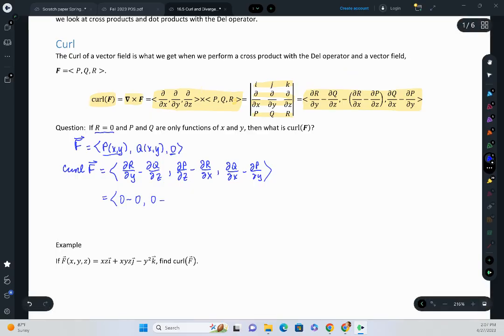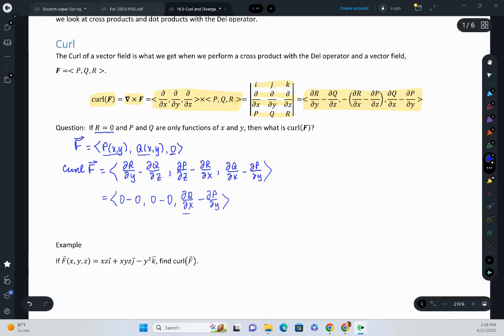Del r del x, r is 0, so all derivatives of it are 0. Okay, not getting much here. Del q del x, q is a function of x and y, so I'll just get del q del x. It'll be non-zero. And del p del y, well, p is a function of x and y, so del p del y will be some non-zero value. And this is the result of the curl of my vector function that has a 0 in the r component and only functions of x and y in the p and q components.